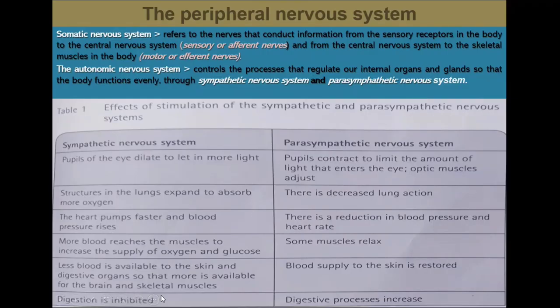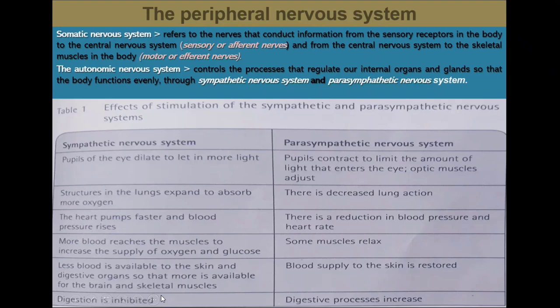Then the last slide of today, the peripheral nervous system. We have the somatic nervous system as well as the autonomic nervous system. The somatic nervous system refers to the nerves that conduct information from sensory receptors in the body to the central nervous system, sensory and afferent. Sensory is the receiving part. As you hear me right now, you receive information through the sensory.